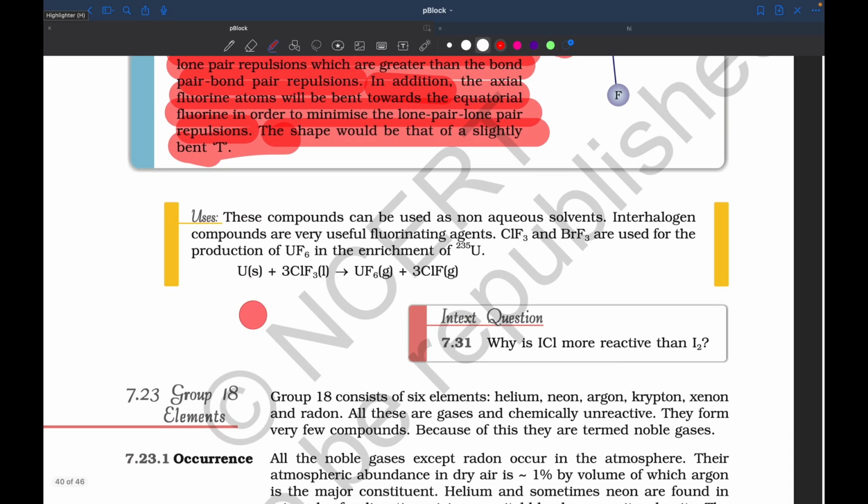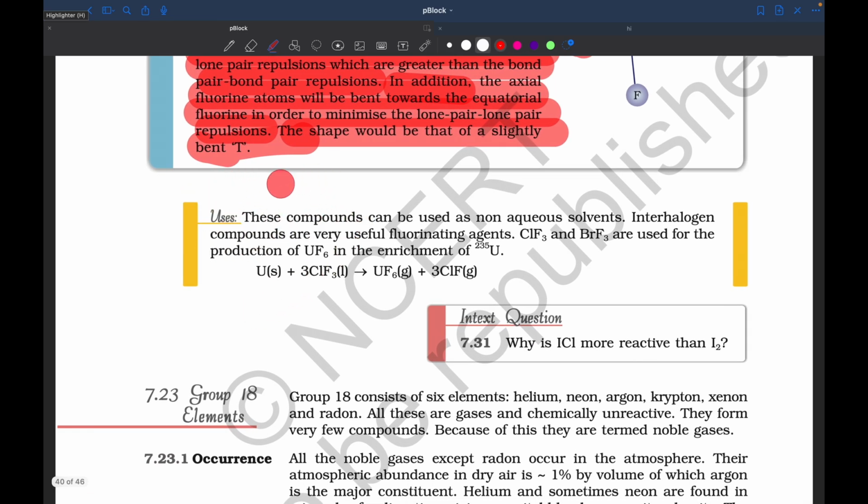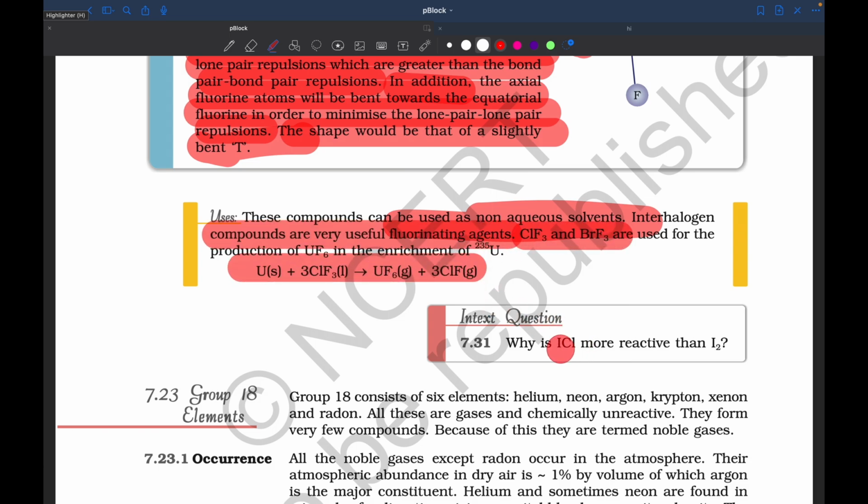Okay, so the last one is the uses. These compounds can be used as non-aqueous solvents. Interhalogen compounds are very useful as fluorinating agents like ClF3, BrF3, and these are the reactions.